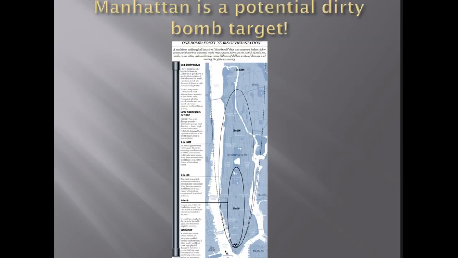Well, here we are. This is the map of Central Park in New York City. And this was something I found in the newspaper. Manhattan is a potential dirty bomb target. That is frightening. And this article highlighted how dangerous this could be, depending on where the dirty bomb was detonated. And here it was detonated in the south, on the lower part of this image, down near Wall Street, and how it would impact the entire island of Manhattan. So it's frightening.